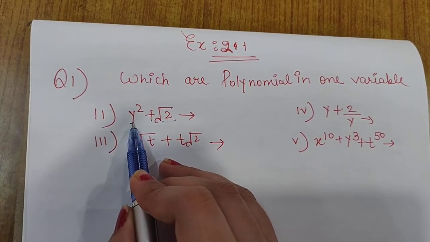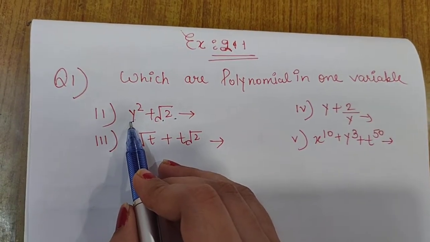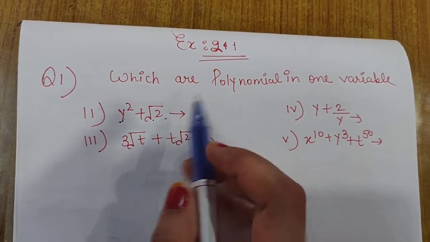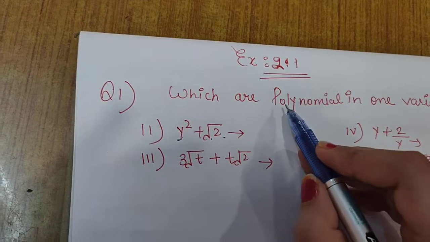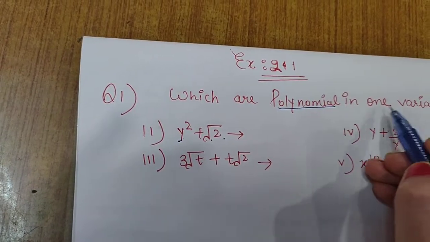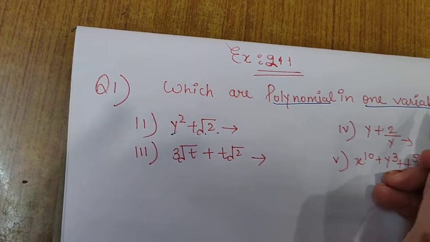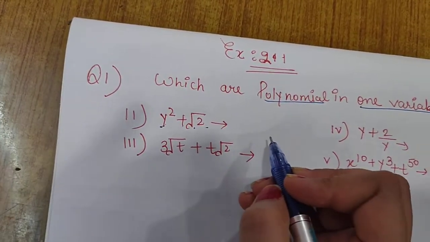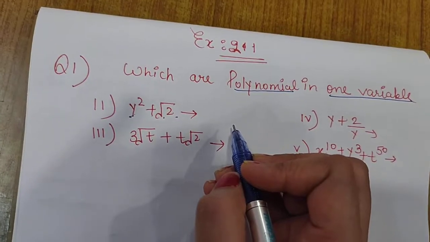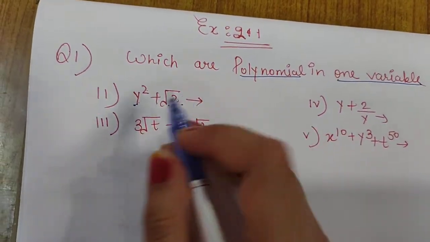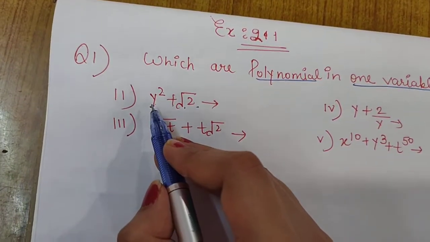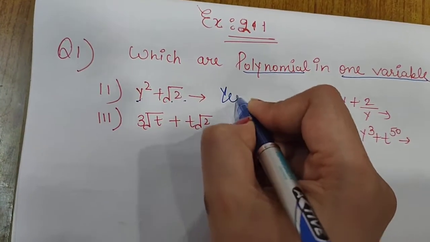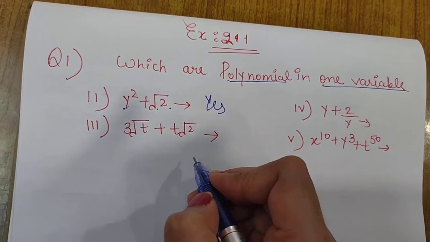In this expression, the variable is only y, and the power of the variable is 2. They have given two conditions: first we have to tell whether this is a polynomial or not, and the polynomial should be in one variable. So we have to check two things: that the variable power should be a whole number, and only one variable should be there in the expression. So in this expression only one variable is there and its power is a whole number. So yes, this is a polynomial in one variable.